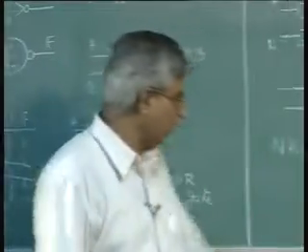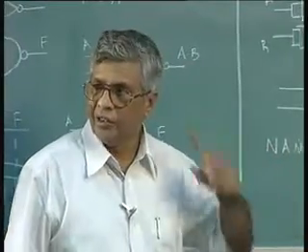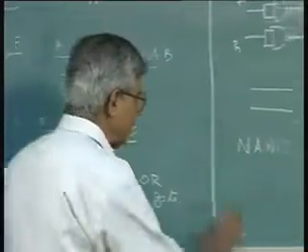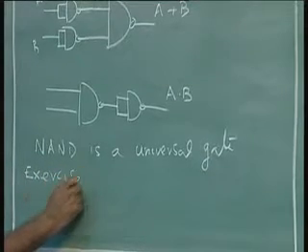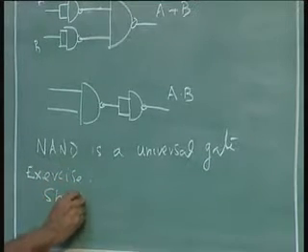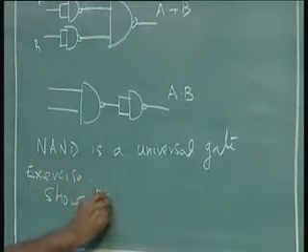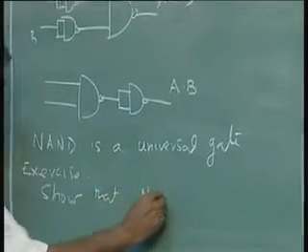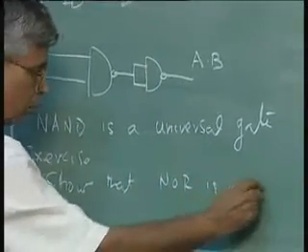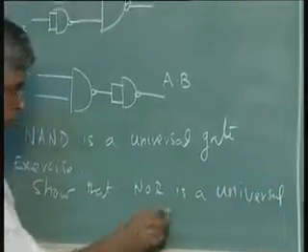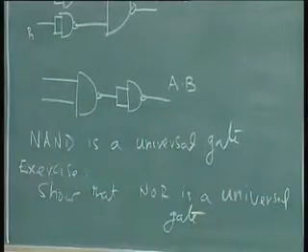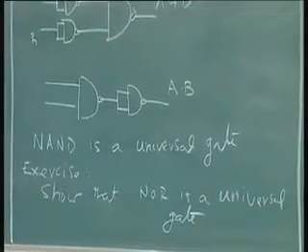Now I am going to give you an exercise. I am not going to do the same thing for NOR. Do the same thing for NOR. Exercise: show that NOR is a universal gate. Very simple. Same way you did this.